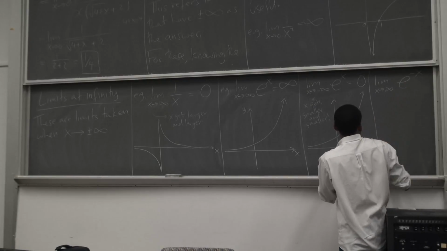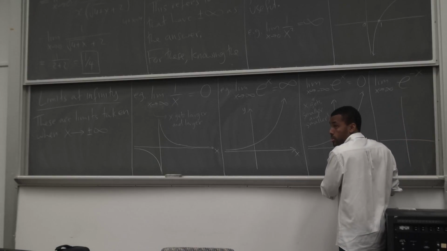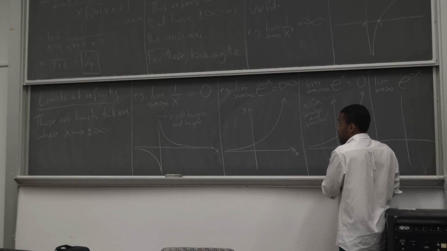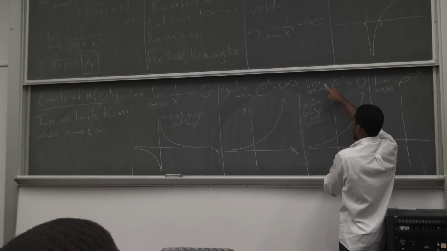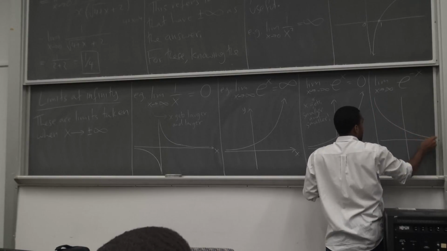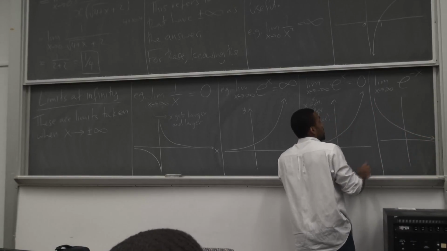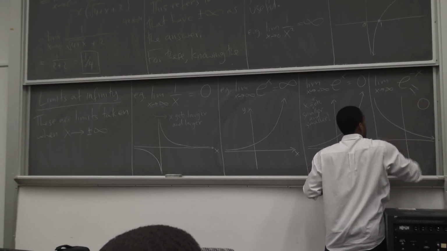What about e to the minus x? What is the picture? It's reflected over the y-axis. The negative in front flips things. So that would look like this. And so what would that be? That would be 0. That's the answer.